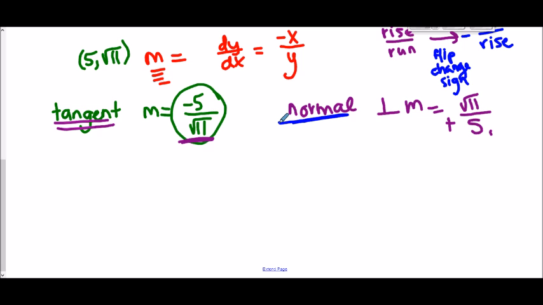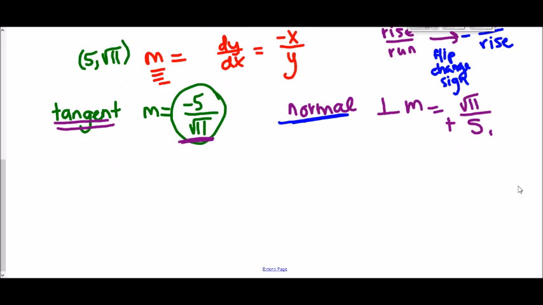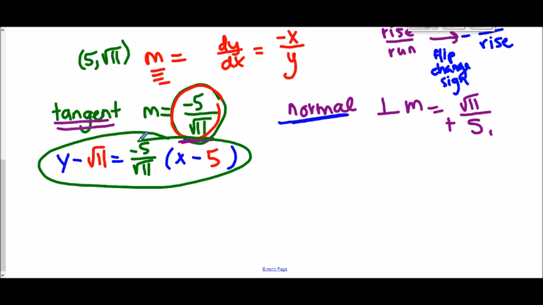slope a little bit. So remember, if we go back up to the problem, they said they wanted equations. So that means we do the y equals, or y minus y1. So for the tangent line, y minus y1 equals m times x minus x1. Well, the point is 5 for x, so that goes with the x. Square root of 11 for y, so that goes there. And our slope, we just found here. So we get negative 5 over square root of 11. There's our equation for the tangent line.